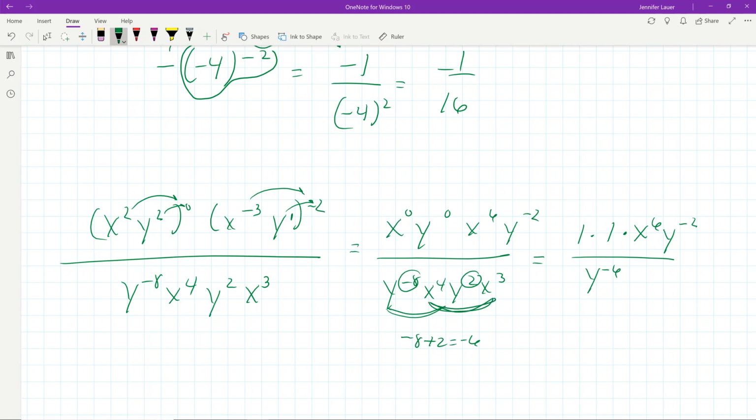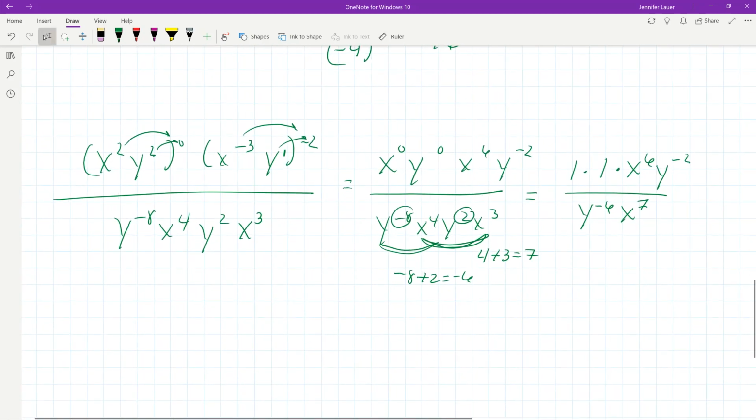And then I'm going to add this. It's going to be 4 plus 3, which is 7. So I'm going to have x to the 7th. Now 1 times 1 is 1 times x is x to the 6. So I'm just going to rewrite this down here.